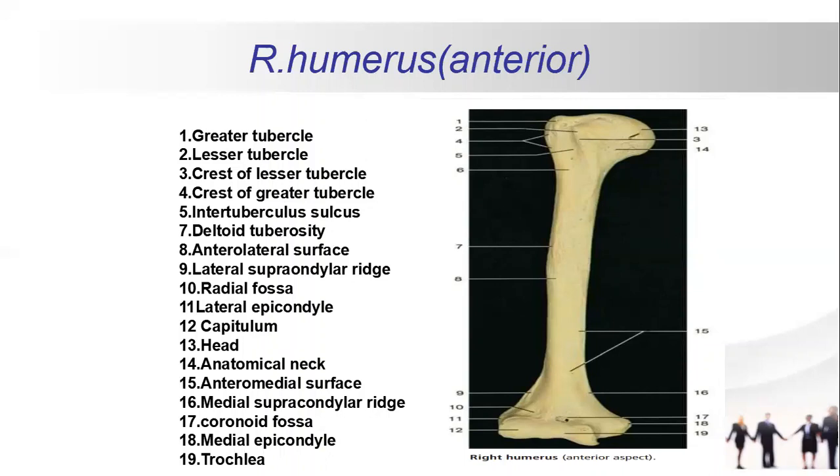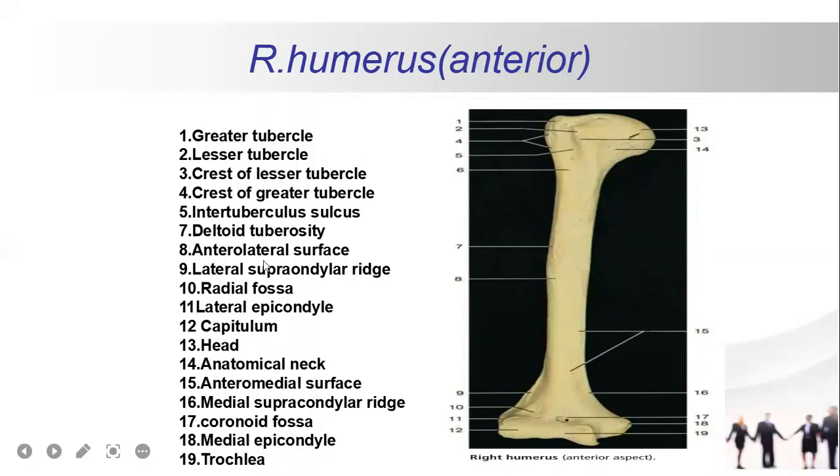We have number 6 right here. Sorry for not mentioning, but this is just the extension called the surgical neck of the humerus. We'll be able to find it down there. Sorry for not presenting it right here. We have number 7, the deltoid tuberosity.